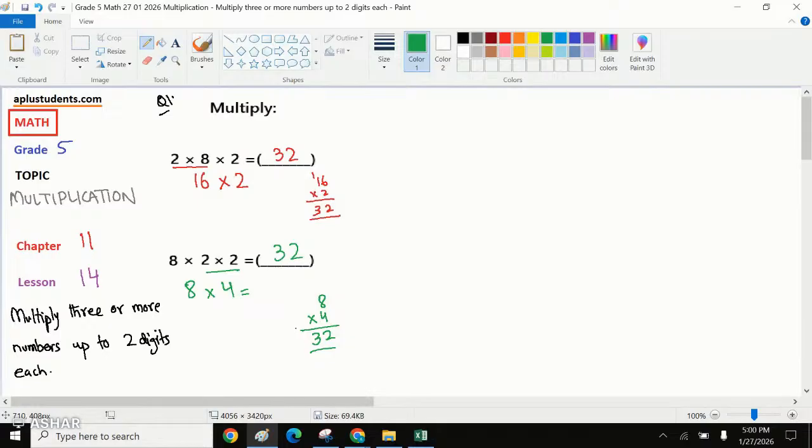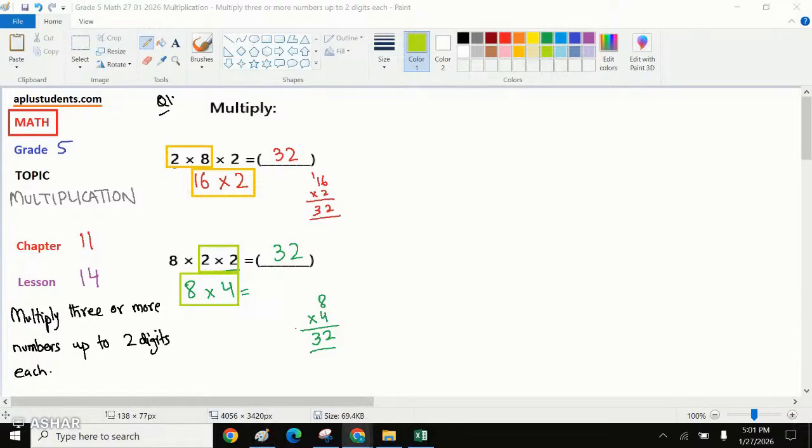So what I did was I tried to change the order. First I did 2 multiplied by 8, that came out to be 16. After that, I multiplied 16 by 2. The answer still comes out to be 32. Similarly, we changed the arrangement: 2 multiplied by 2 is 4, and 4 multiplied by 8 is still 32. So in multiplication, even if we change the order, the answer stays the same because we are still multiplying all the numbers together.